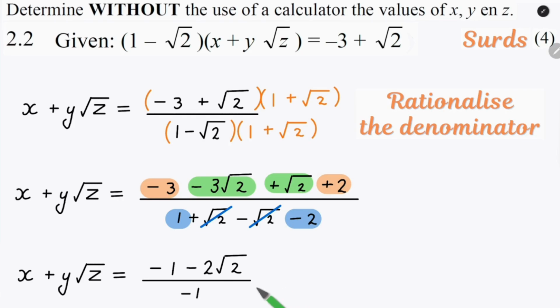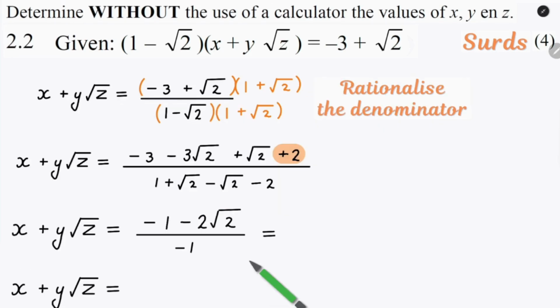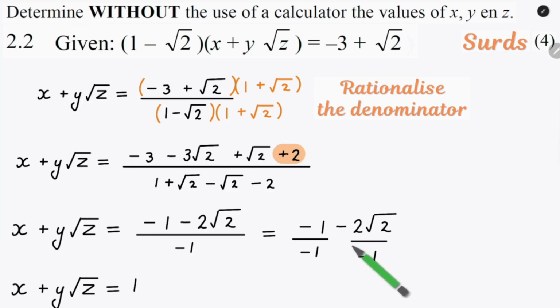So now that we are left with this, it is quite straightforward to simplify. I'm going to split it up. So I'll put the first term on top over the bottom. And then I'm going to put the second term on top over the bottom here. And then a minus divided by a minus will give me a positive. So I get positive 1 over there. And then a minus divided by a minus will give me another positive. And I get plus 2 root 2. Because anything divided by 1 doesn't change it.